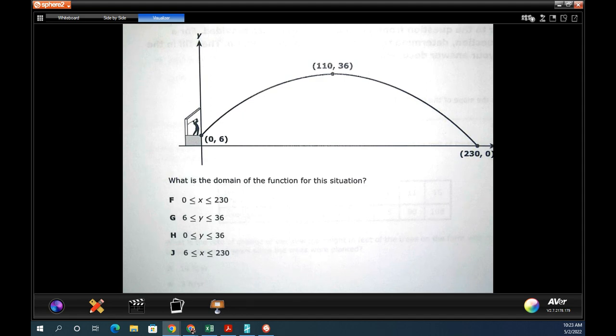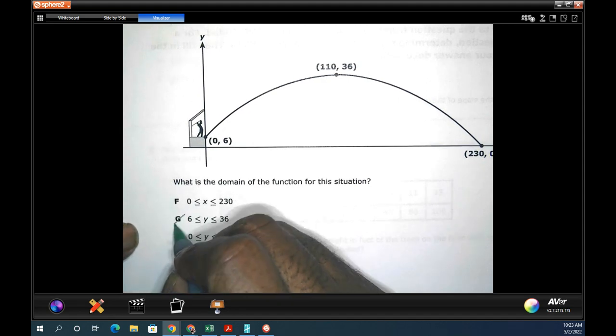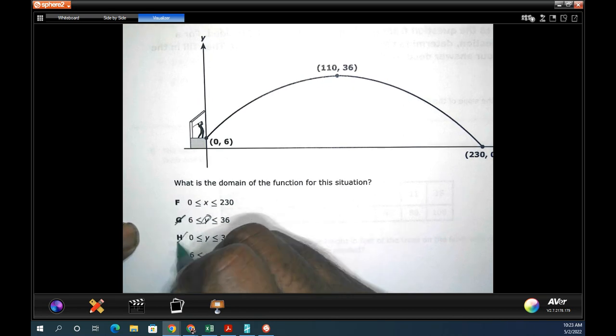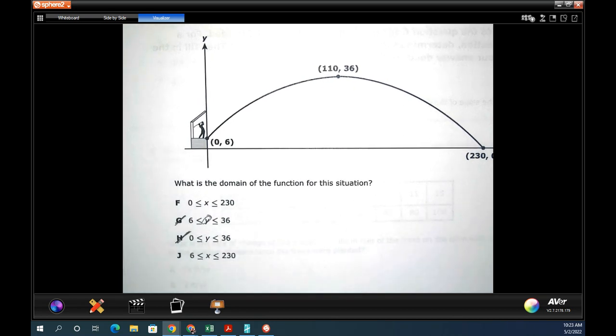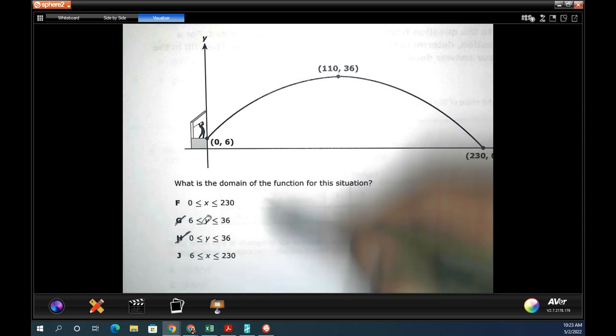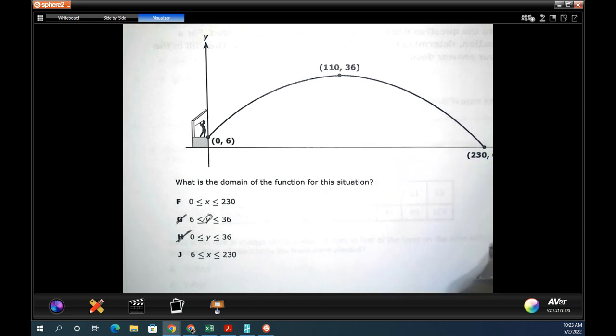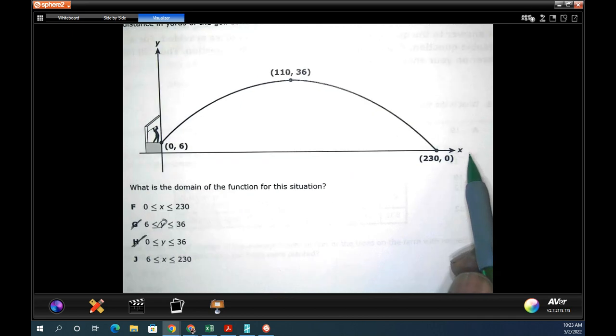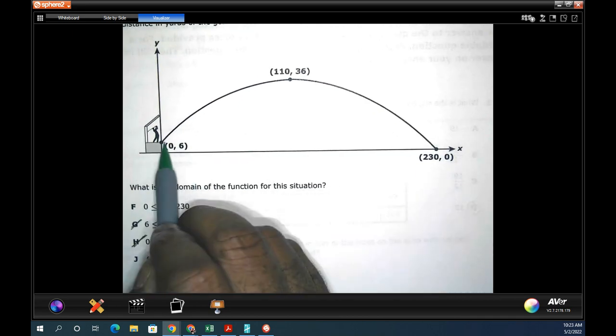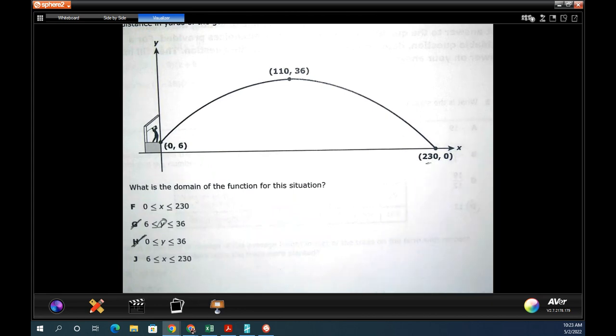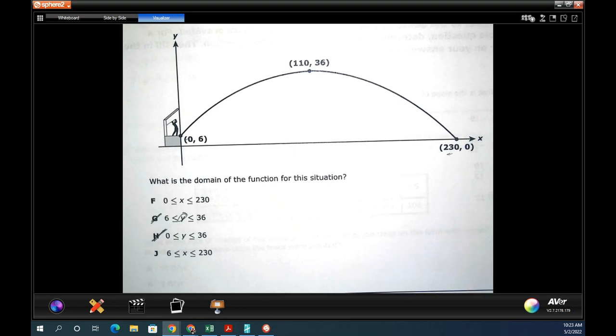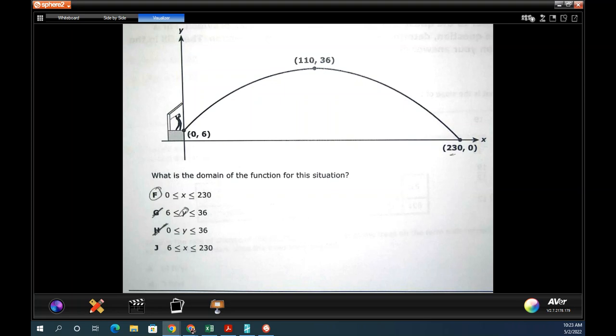What's the definition of domain? But why do people pick the ones with y in it? No. When you get to your test, mark them off. So it's one of these two. Here's your x-axis. They got it labeled right there. And it tells you 0, 6. It goes from 0 to 230. So what's the answer here? F. Good. That's it.